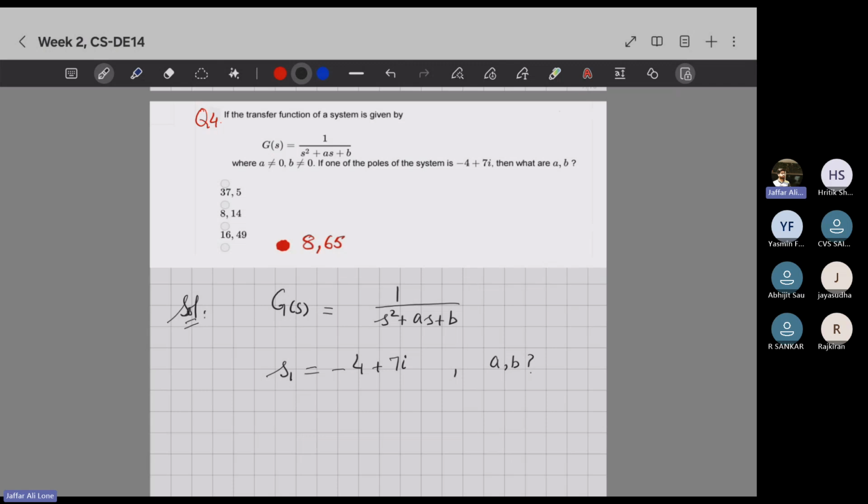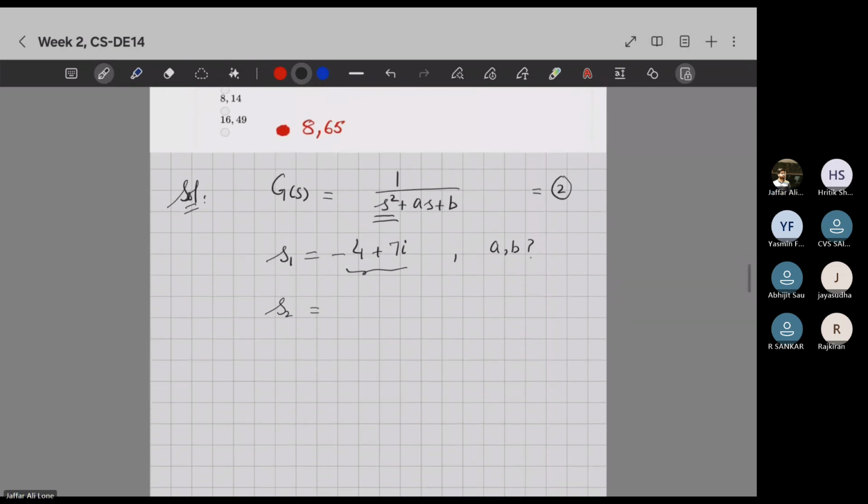It's a very tricky question, and the answer takes 2 lines. So I'll just give you a hint. You are given a second order system. It means the number of poles will be 2, because the highest power of s is square. So 2 poles are there. One pole is given here. Can anybody guess the other pole, s2?